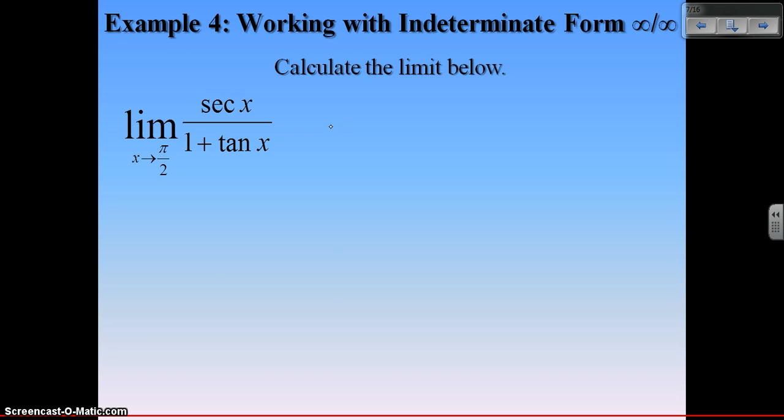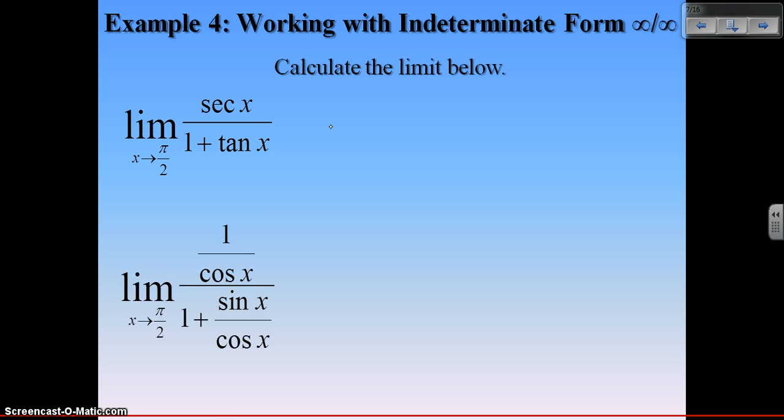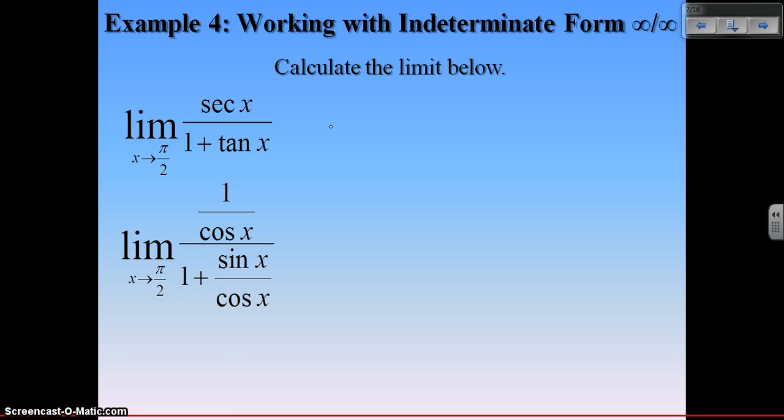You will find sometimes in these problems it's best to apply L'Hopital's rule right away, and sometimes it's best to simplify. In this case, I know that secant is 1 over cosine. I know that tangent is sine over cosine. So we're going to simplify. We multiply top and bottom by cosine, as that is the inner denominator. You multiply the top by cosine, you have 1. When you multiply the bottom by cosine, you have cosine plus sine.